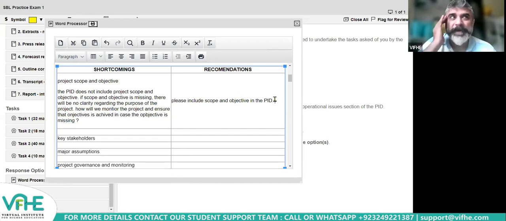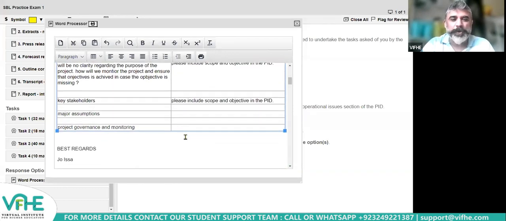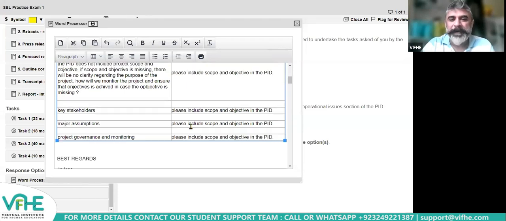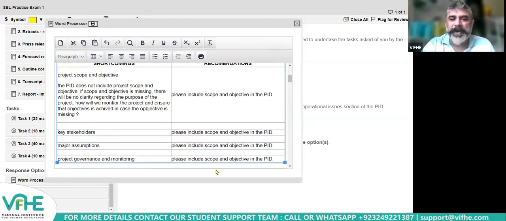Common sense says that if we start writing all this here, in this also we will say, please include key stakeholders. Here we will say, please include major assumptions. Please include governance and monitoring. Examiner is not stupid. This is not worth 2 to 8 marks, right? So how can we elaborate a bit more? Can we suggest or draft an objective for him? Let's teach him.